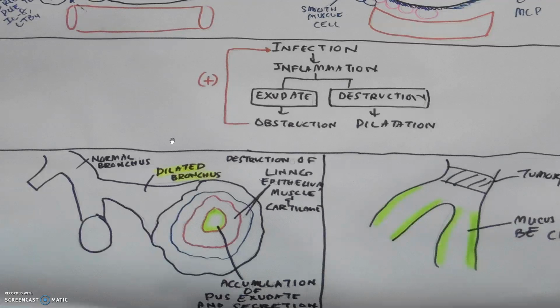destroyed. So once the wall starts to get destroyed, the mucociliary system, like I just said, the cilia, they are not working. So now the pus exudate and secretion starts to accumulate, which eventually causes obstruction. So whatever is happening here is dilatation, destruction, and eventually obstruction, and all these things will eventually lead to further dilatation. So that is the pathogenesis due to chronic infection.